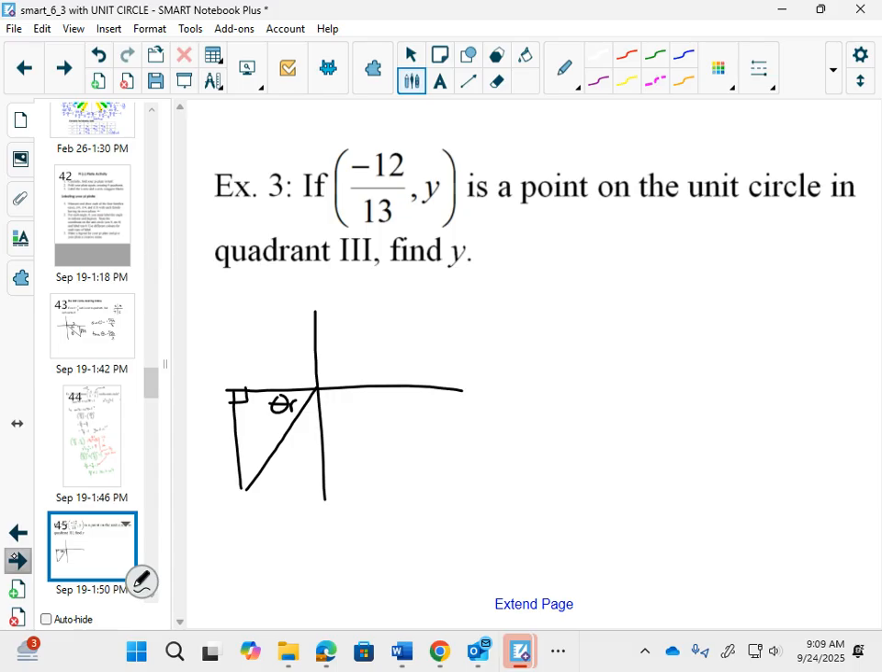And I know that cos of theta, from my big idea, my x-coordinate is cos of theta. So I know that cos of theta is negative 12 over 13. That allows me to label something for my reference angle. If cos of theta is negative 12 over 13, then cos of your reference angle is 12 over 13. Reference angles always deal with positive values. So if I go to my triangle, I can label the adjacent side as 12, the hypotenuse as 13.